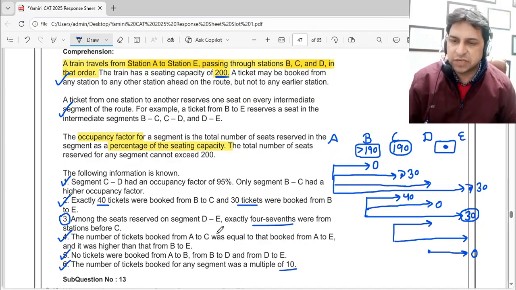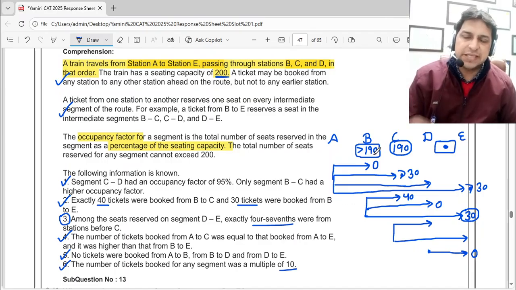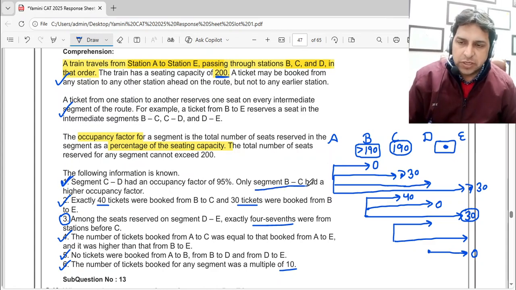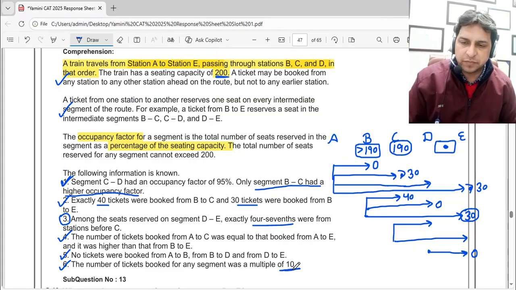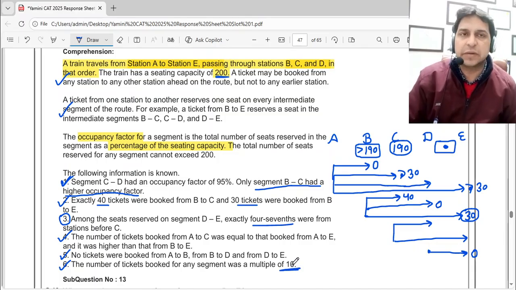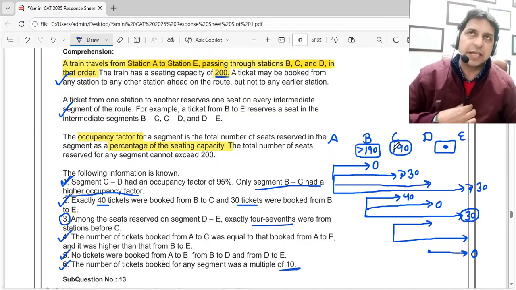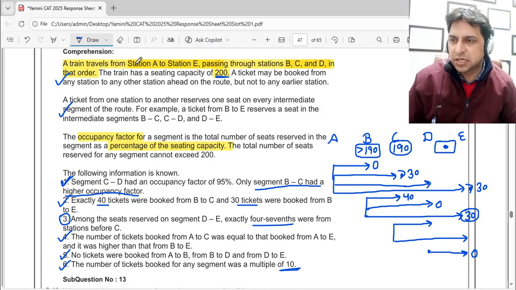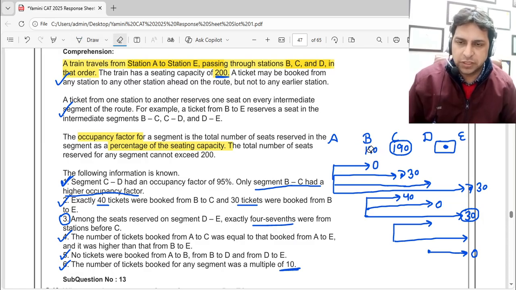Now this information gives me an idea that, as I said in information number 1, only segment B to C had a higher occupancy factor. And we know that the number of people boarding the train is a multiple of 10. That means after 190 the next multiple is 200. So this number, greater than 190, should be 200. That means 200 people in total were sitting at station B.